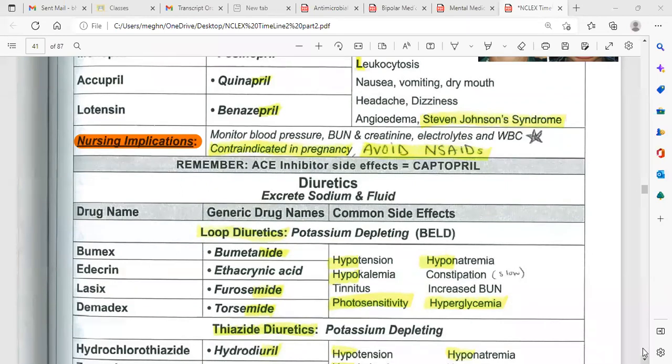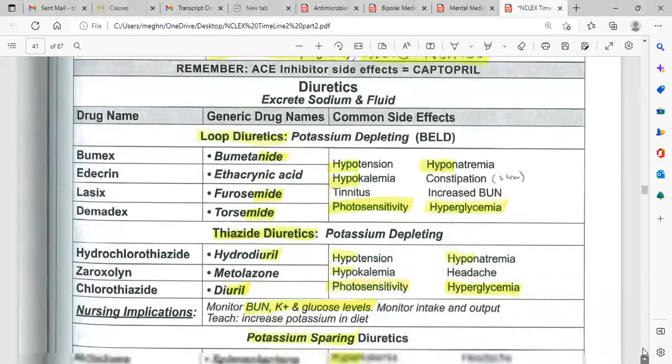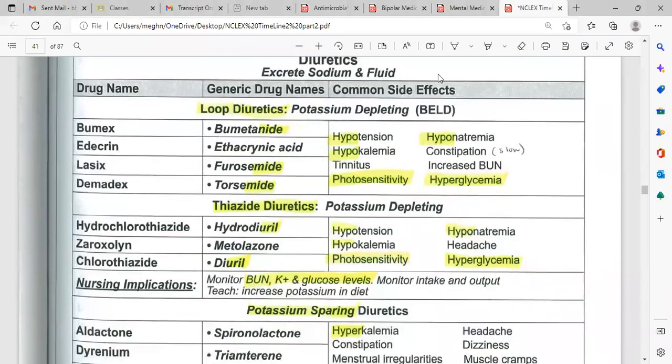So what I said, my friend, is that potassium retention is the most common side effect. Okay, the next group of drugs is diuretics. For some unknown reason, the NCLEX board asks questions from here.